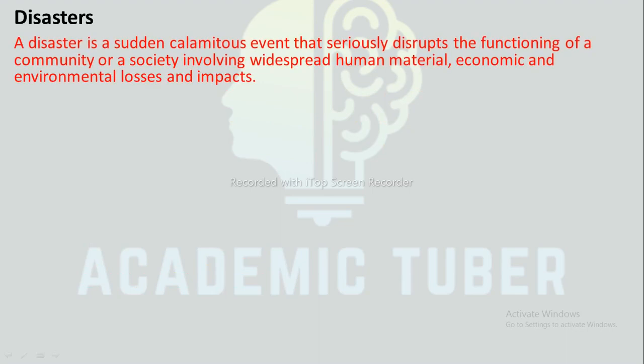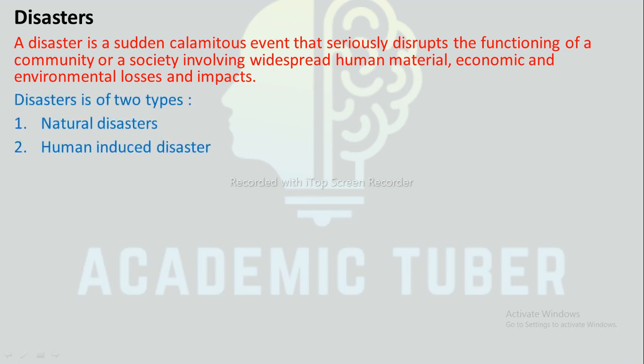Disasters. The sudden calamity which has destructive and very unfortunate effect on life and property is called disaster. The disaster can destroy the lives, property, cultivable lands, habitat of wild animals, sources of water, forest ecosystem, etc. A disaster is a sudden calamitous event that seriously disrupts the functioning of a community or a society involving widespread human, material, economic and environmental losses and impact. Disaster can be divided into two types. They are natural disaster and human-induced disaster, which is also known as the anthropogenic disaster.